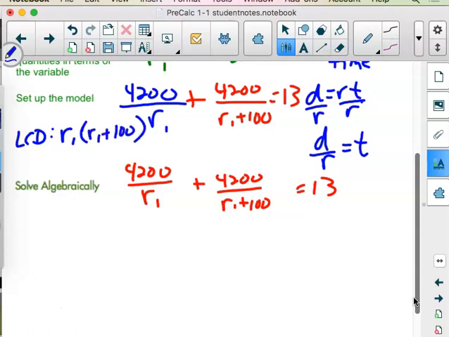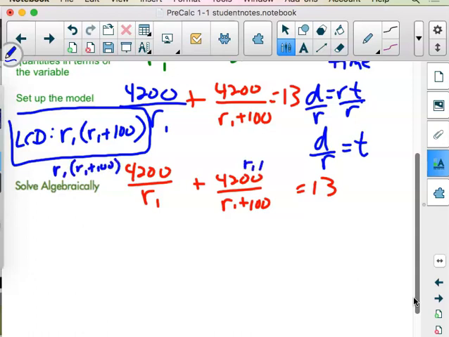Now, 13 over there is 13 over 1. And adding a 1 to my LCD is not going to make any difference. So it's those two pieces that I need. So each one of these three terms needs r sub 1 and r sub 1 plus 100. So all three.